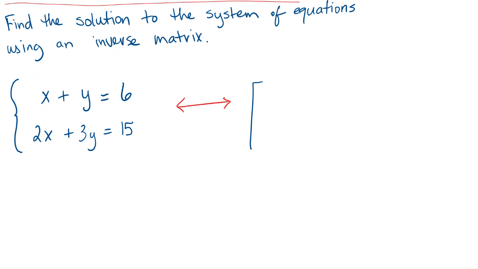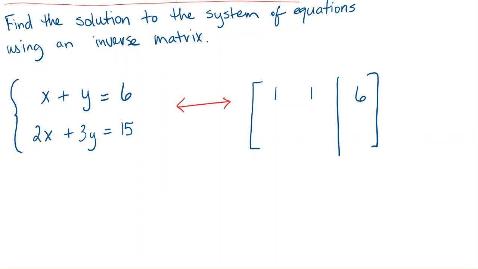As we write this as a corresponding matrix, for our first row of the matrix, we would look at the first equation. And then we're going to look at the coefficients in front of the variables. So in this case, there's a 1 in front of the x, a 1 in front of the y. After the equal sign, we see the value is 6. And that would give us our first row.